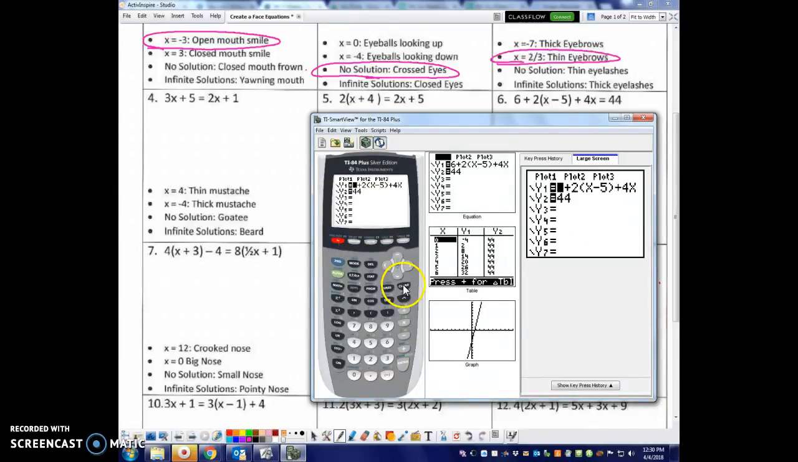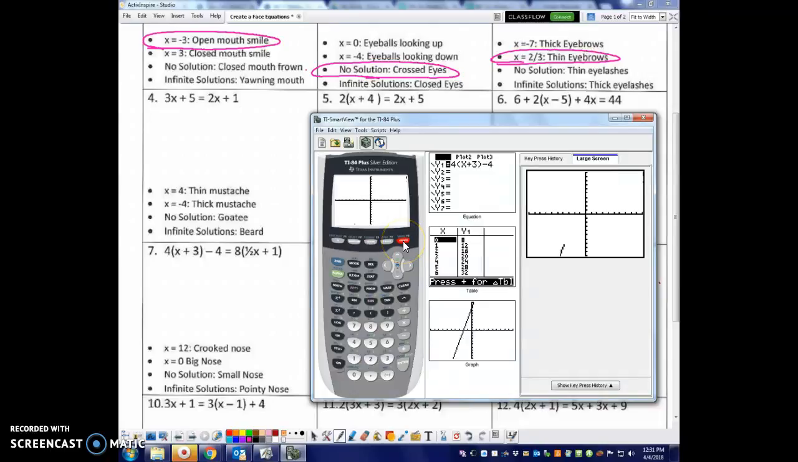Okay, let's look at number 7. Number 7. So y equals, we have 4x plus 3 minus 4. Then we have 8 parentheses. Do parentheses again because of fractions. Okay. X plus 1. All right, graph. Okay, second trace 5. Enter, enter, enter. Okay, so it says x is 0, but I want you to look at something real fast.